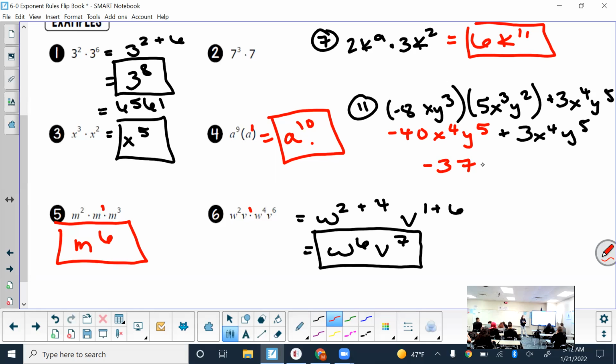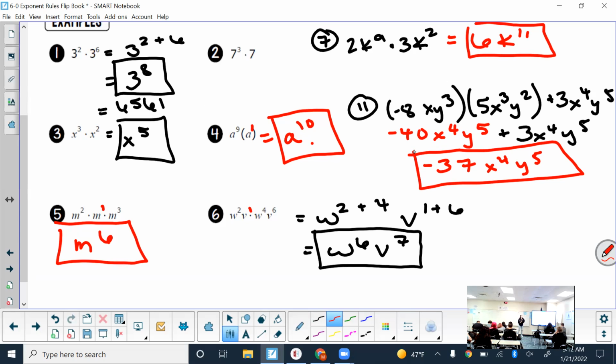Negative 37. And then just like we've been doing all year, when you combine like terms, you do not do anything with the variables or exponents. It's still x to the fourth, y to the fifth. You just combine the coefficients. So just like if it were negative 40x plus 3x, you could get negative 37x. But you don't change the variables or exponents when you're just adding and subtracting. Make sense? Good? All right.